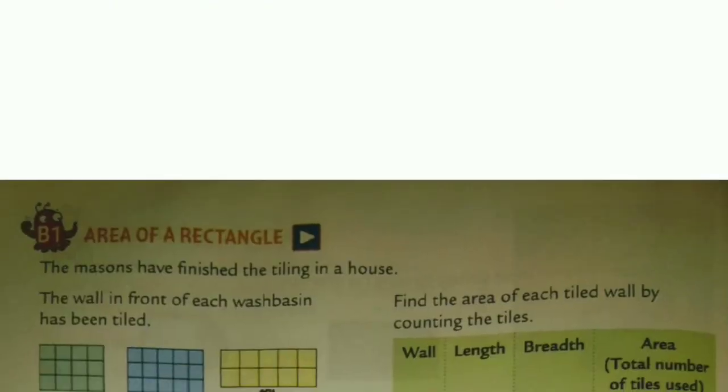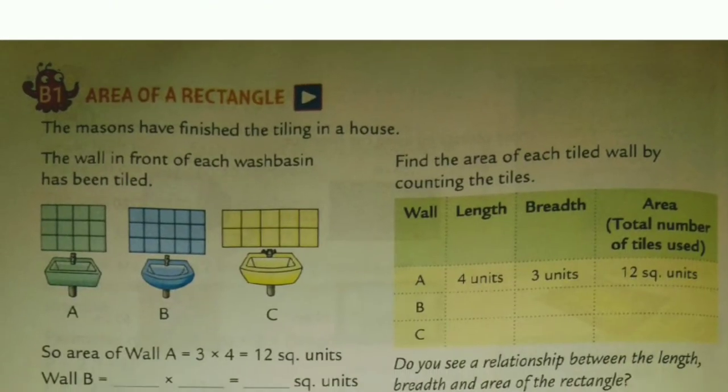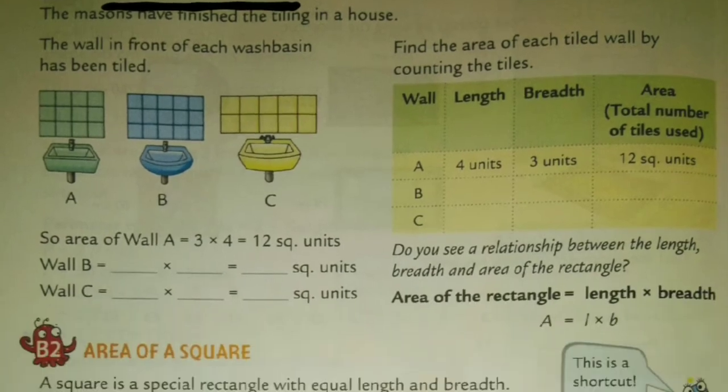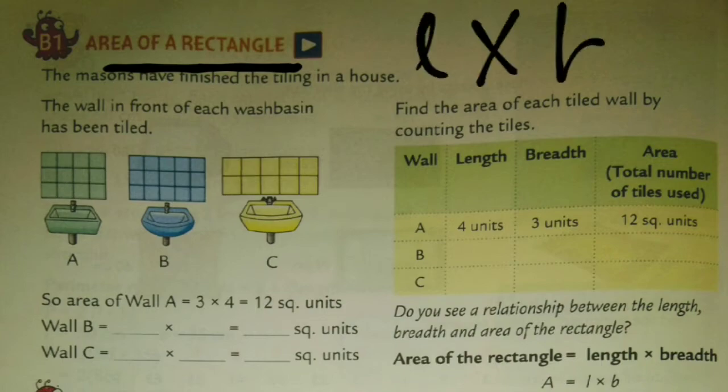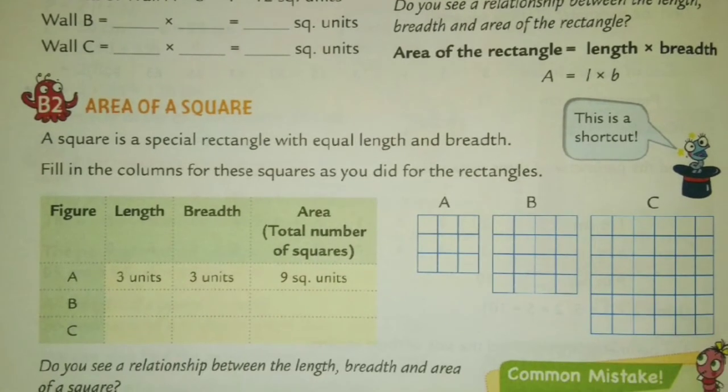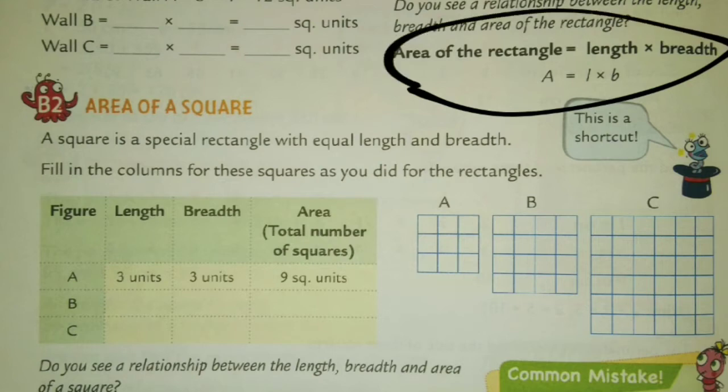Next, now we will see area of a rectangle. Area means we will see the inside part. So inside part means how much it is filled, how much it is covered. In this one, it is very simple to use the formula. It is a very simple formula for a rectangle, that is length into breadth. So see, this formula is area of rectangle equals length into breadth.